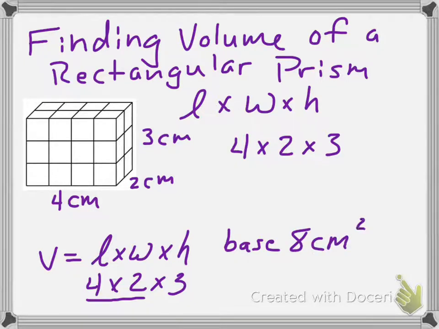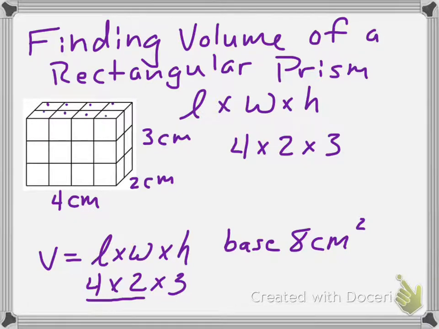That's with the little 2, because all area has the 2: square centimeters, square inches, whatever unit of measurement you're using. So that tells me, if you're looking at the base, we'll look at the top because we can't see the base through here, there are actually 8 individual squares that we're looking at.